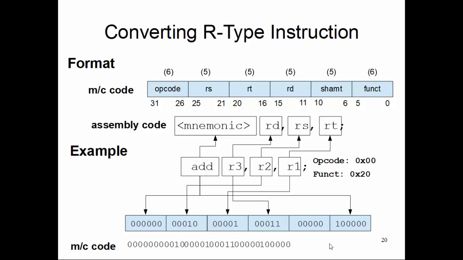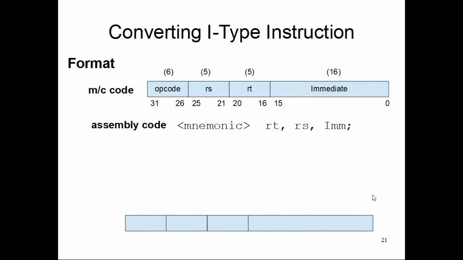And of course, you can compactly represent this machine code in hex. You just divide the bits into groups of 4 and write the corresponding hex digit. So next, we'll see converting an I-type instruction.